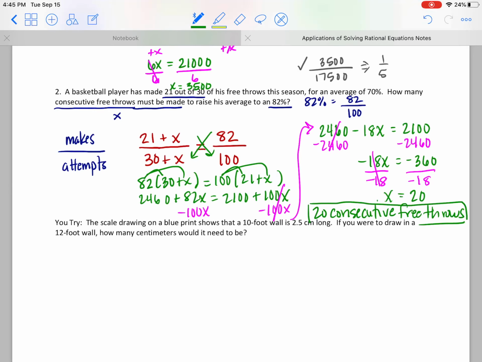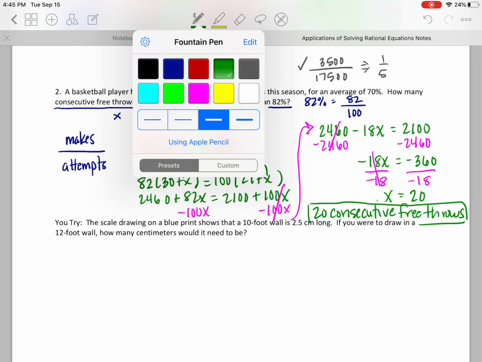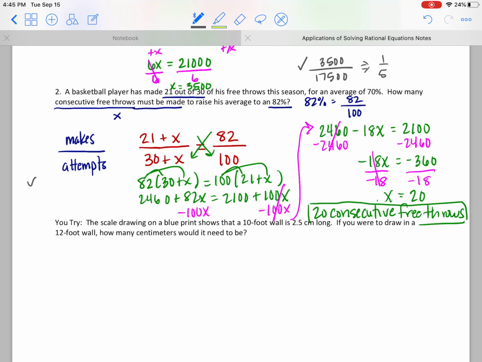Okay, now let's just make sure that that answer makes sense. I got a little bit of space over here, so I want to check that. He's got 21 free throws out of 30 free throws made right now. If he attempts the next 20 and makes them, and he's adding to his attempts and his makes, that would be 41 out of 50, and 41 out of 50 is in fact an 82%. So that checks out. Okay, that definitely works. Not so bad. And just because it's a big mess, I'm going to erase that.